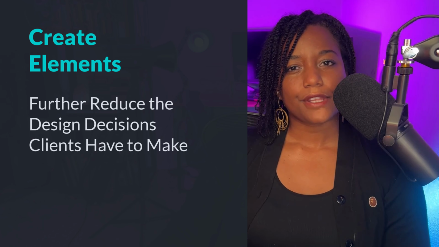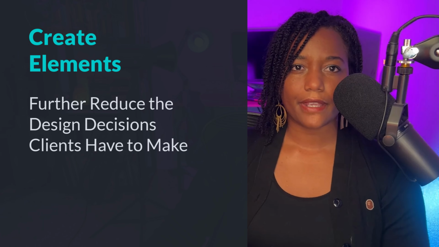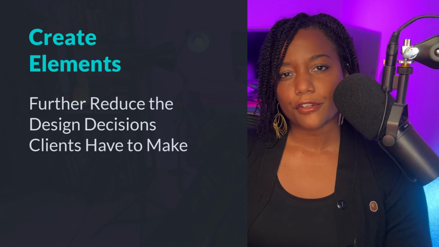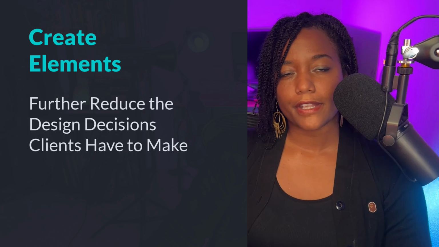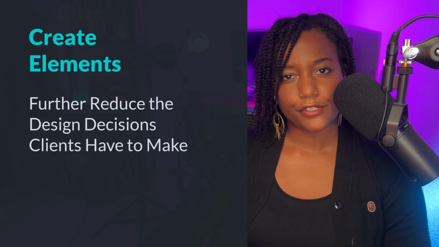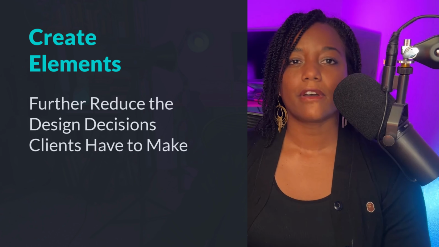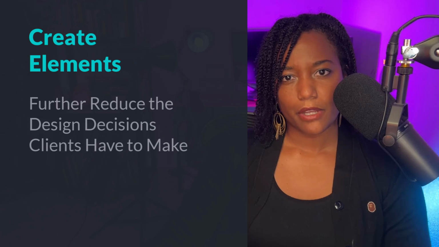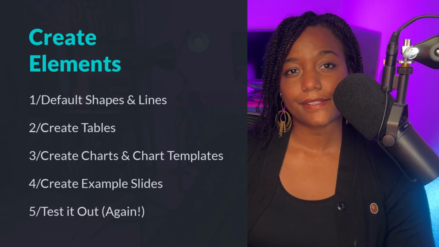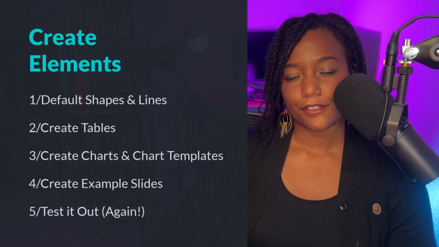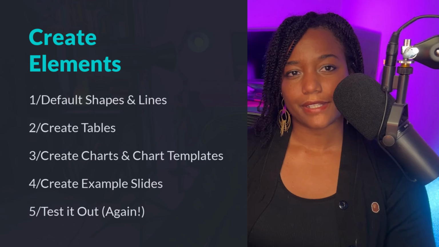There are some things you can't really design with placeholders on the back end in a useful way, so you'll need to create things that will need to be modified depending on the content, like tables, charts, and diagrams on the front end as example slides and mockups. Default shapes and lines, create tables, create charts and chart templates, create example slides, test it out.